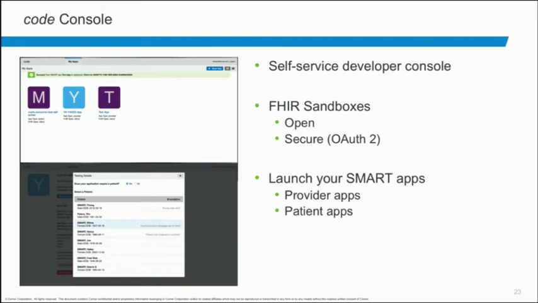You don't have to be part of the code program. So if you go to code.cerner.com, there's a link on there to go to the code console. You can register your application, say it's either a provider or a patient-facing application. You get to pick your scopes, register, and then you can launch and test out your application against our FHIR server.